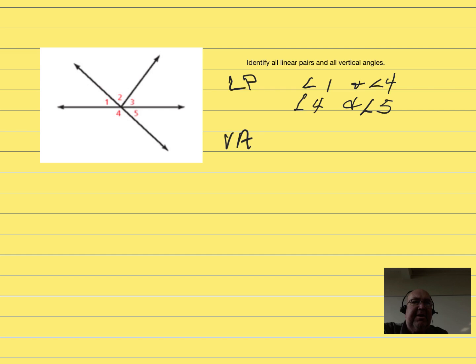There is only one set of vertical angles. Again, because of the pairs here, you see that both have angle 4 in them. Our vertical angles then are going to be angle 1 and angle 5.